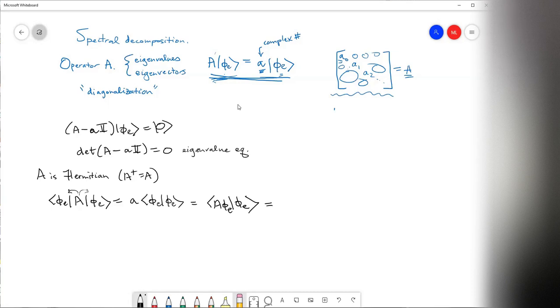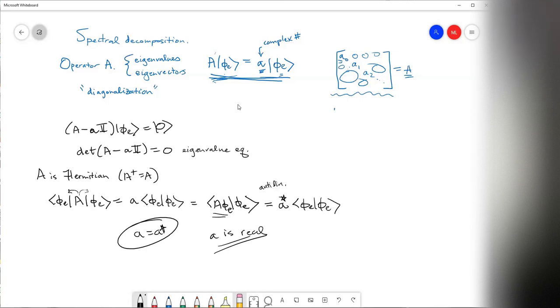So when we act with it here, now it's acting on the left, and we have to use that anti-linearity. Now we will extract out an a star, times phi E. And so we conclude that a has to be equal to its own complex conjugate, so a is real. Very important: Hermitian operators have real eigenvalues.